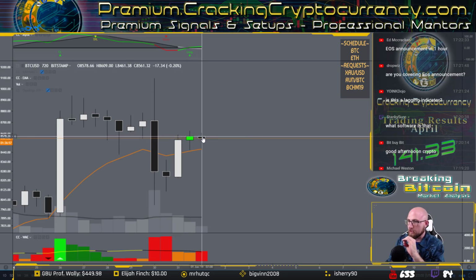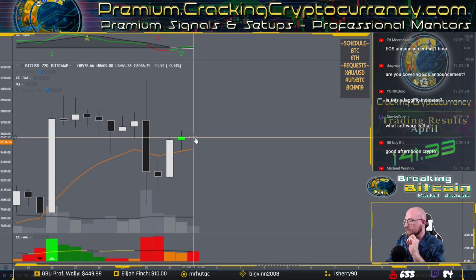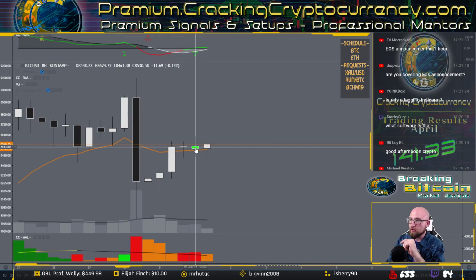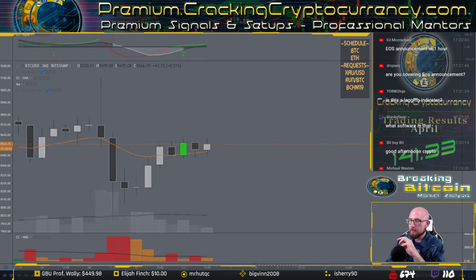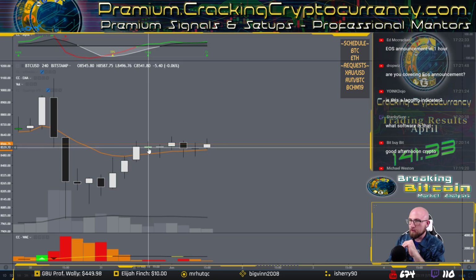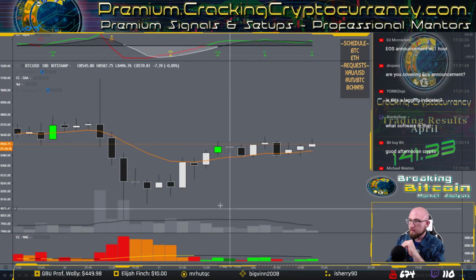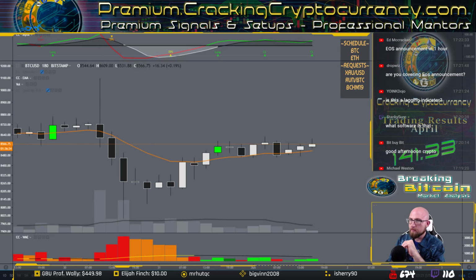And this candle is working to close here, obviously at the close of the daily candle. The 8-hour also gave you a signal to go long on the last candle. The 6-hour gave you a signal to go long over here. The 4-hour gave you a signal to go long over here. The 3-hour gave you a signal to go long over here.